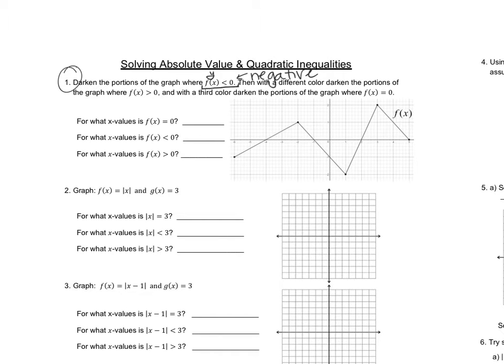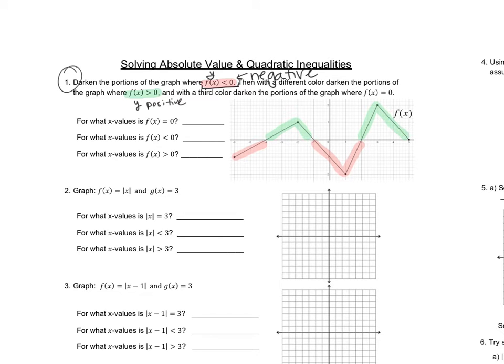So I'm going to highlight those sections. We're talking about everything here, here, and then we want to talk about those sections that are greater than 0. So greater than 0, we're talking about our y values being positive. And so that's just going to be above the x-axis.